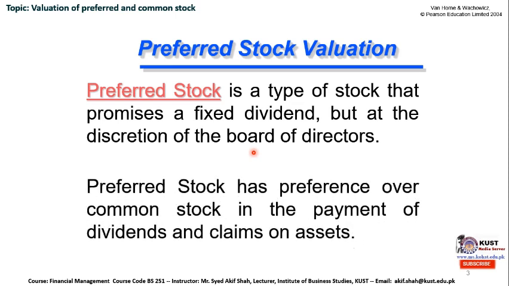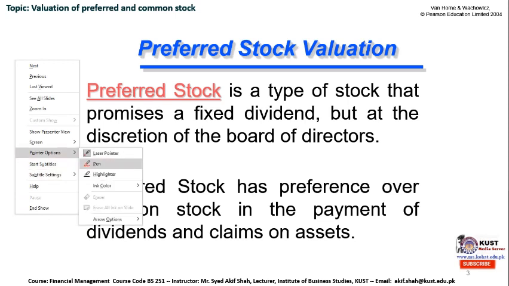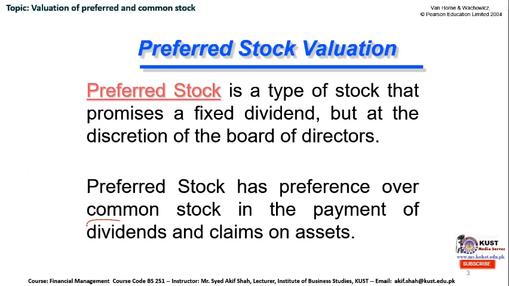Because the preferred stock has preference over common stock or common share in the payment of dividends as well as claims on assets. So the holder of a preferred share has preference over the common share for the payment of dividend as well as claims on assets in case of liquidation of the business. The claims of the preferred stockholders will come first, then the common shareholders. This is the reason this share is known as preferred stock or preferred share.